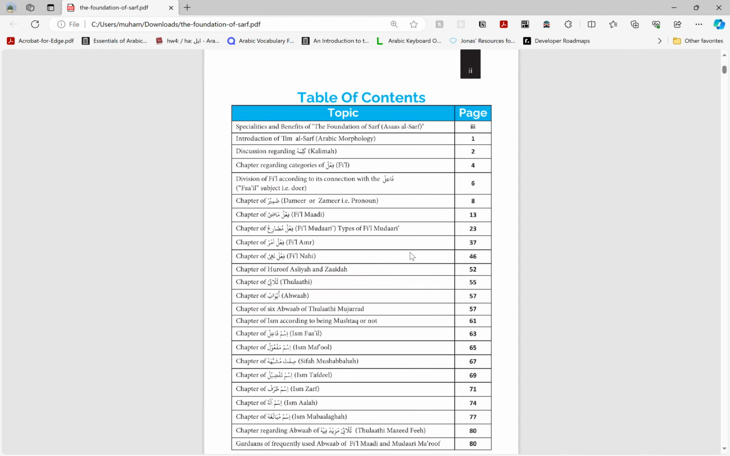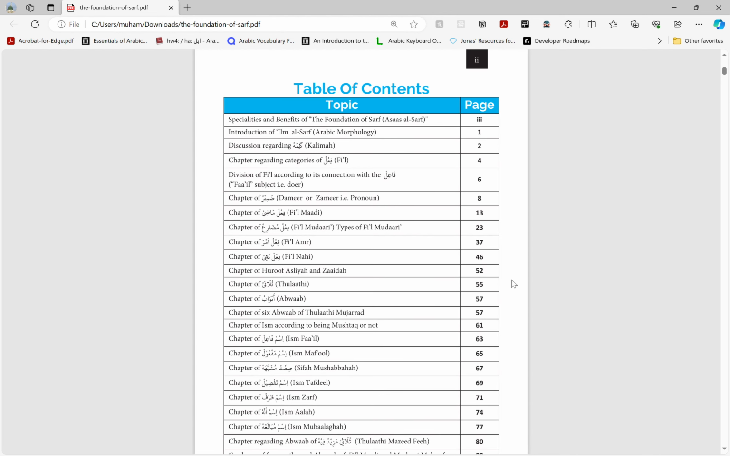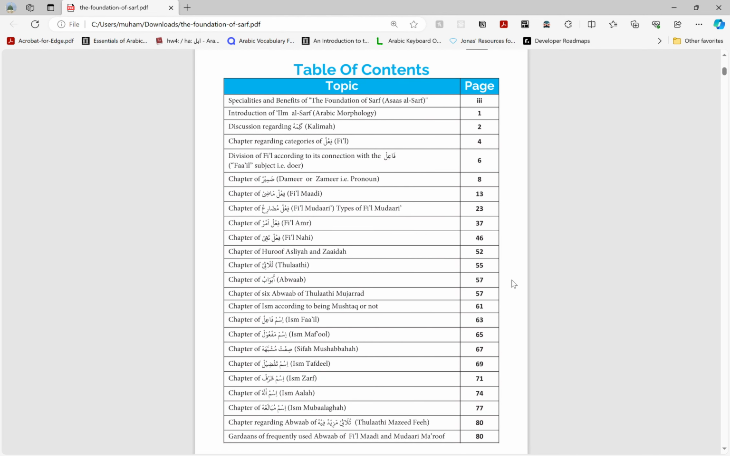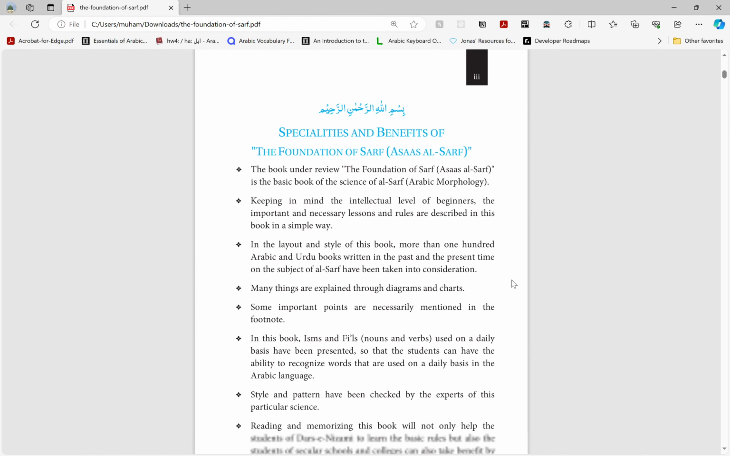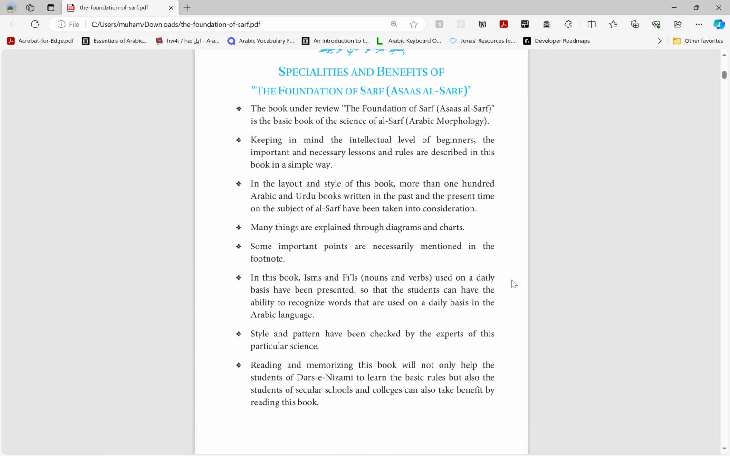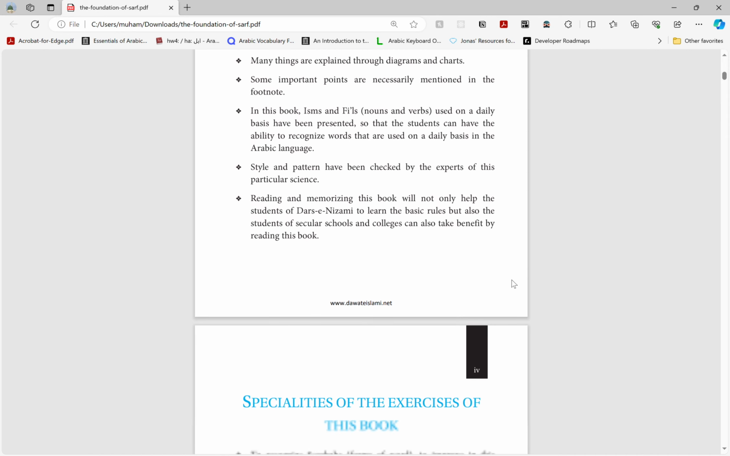This is the table of contents. 80 pages. This book is very nice in keeping it short and to the point. And in later books that come after this, they go into a lot more depth, like Nisab al-Sarf, Marah al-Arwah, etc. This is the specialties of the book. I ask the readers to read this on your own.